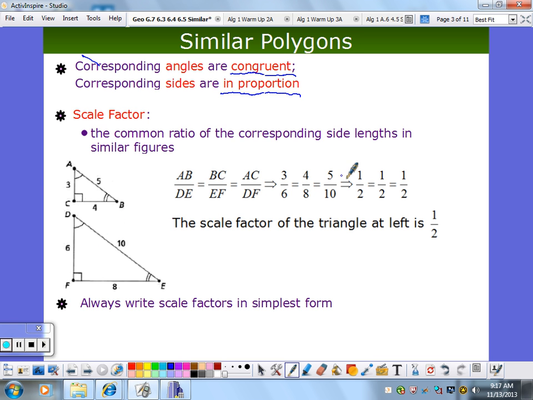You always write scale factors in the simplest form, and you really want to. It's easier to tell if you have the same scale factor if they're all in simplest form. Sometimes, if you're not that good at fractions, maybe you can't tell it's all the same thing. So always reduce them. You always want to see that. Does that make sense?